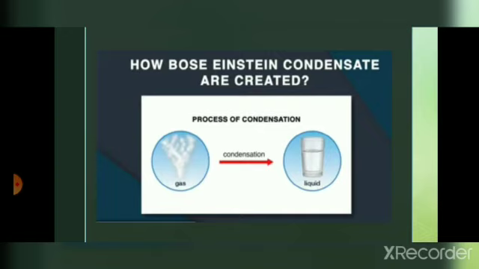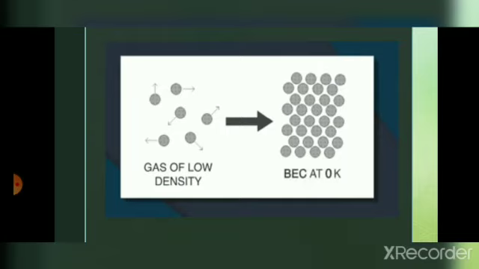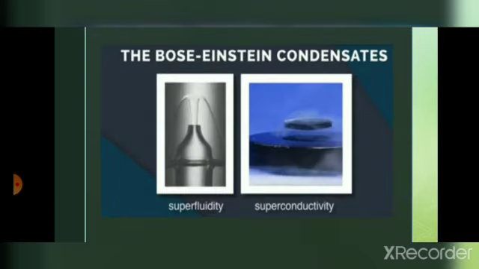BEC can be created by cooling atoms to a temperature very near to absolute zero. Gases of low density, when cooled to absolute zero, that is minus 273.15 degrees centigrade, all the atoms will collapse, that is, they will all condense into the lowest quantum state. The Bose-Einstein condensate is superfluid and superconductive in nature.